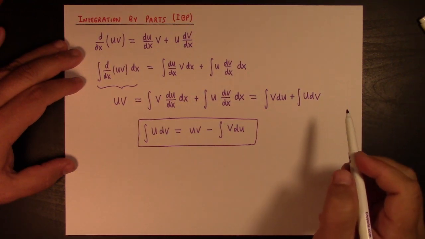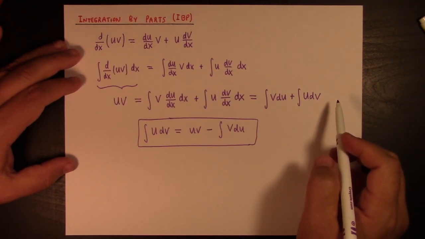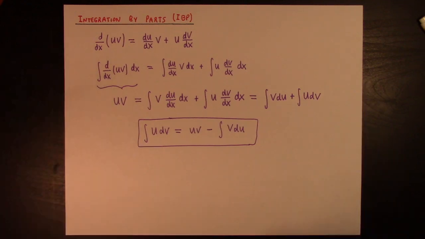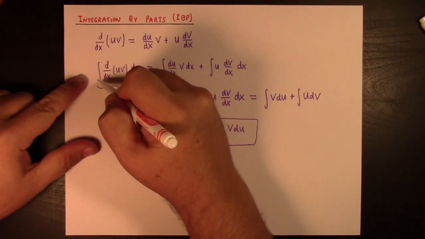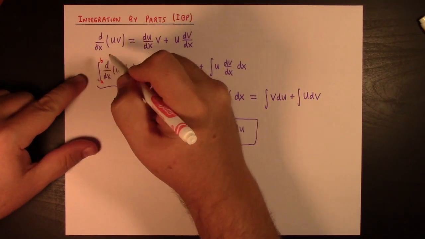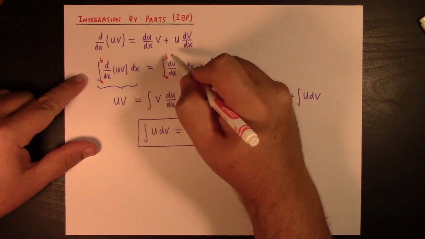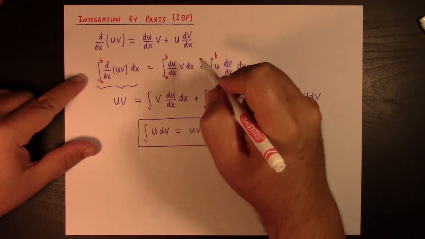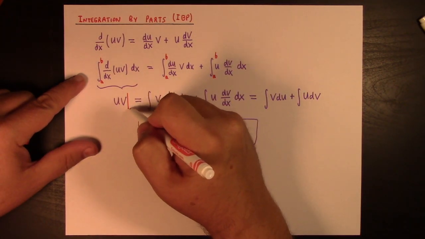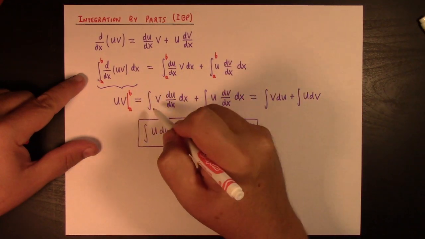Now, we could go through the same derivation, adding bounds. If, instead of looking at an indefinite integral, we were looking at a definite integral, one with bounds, then it's a simple matter to follow through the same derivation, and I'll just add the bounds here. So suppose we integrated from a to b. Then instead of having just uv, we have uv evaluated from a to b.